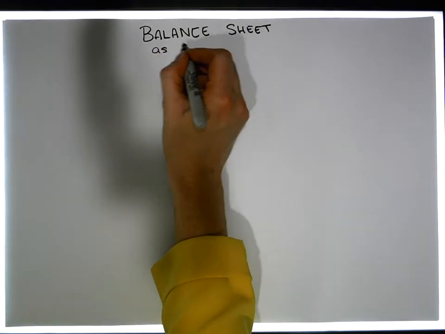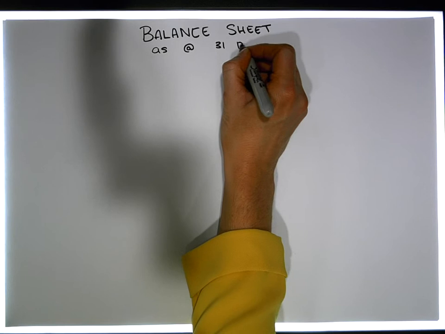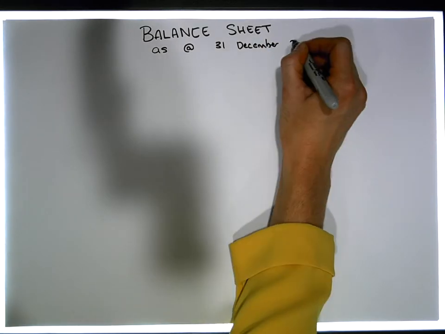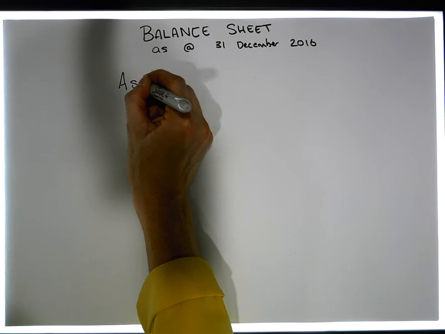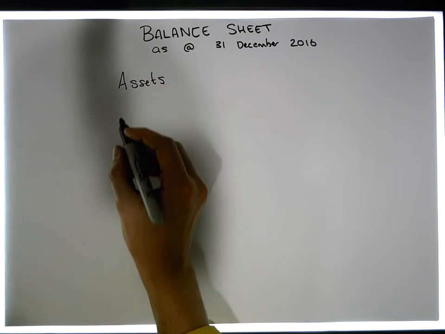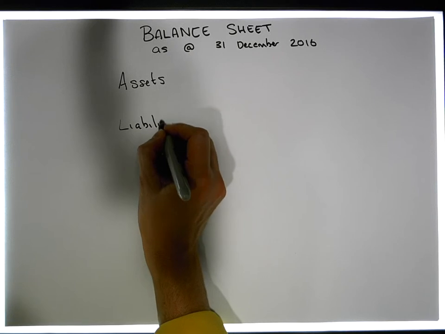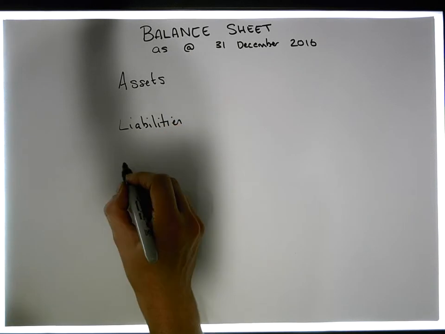A balance sheet is one of the main financial statements. Balance sheets are recorded as at certain dates. So this balance sheet that we are going to look at is as at the 31st of December. So for a business, their balance sheet will basically show what the company owns and owes at this date. The balance sheet sections are split up into assets, liabilities, and capital.